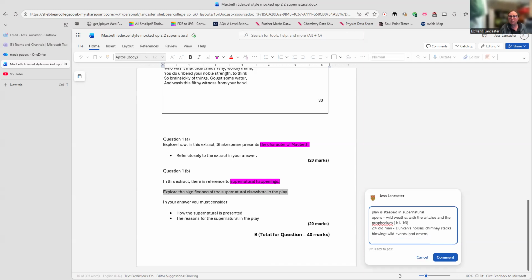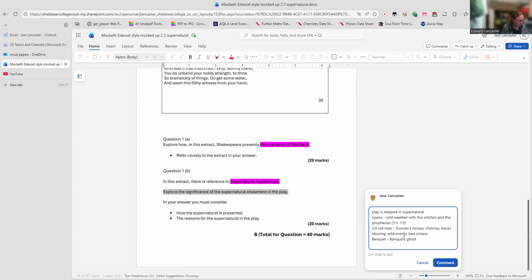Then the really obvious thing to go to is we've got the banquet scene. That's our biggie. And we can talk about the appearance of Banquo's ghost. And that's that phenomenal moment where Macbeth is terrorized by the ghost that only he can see.